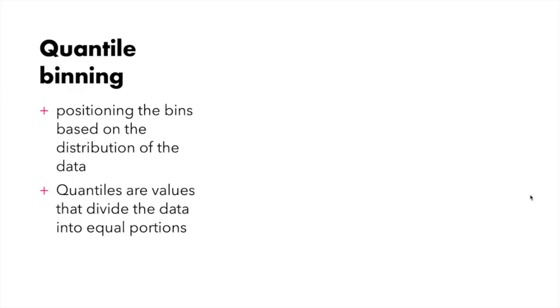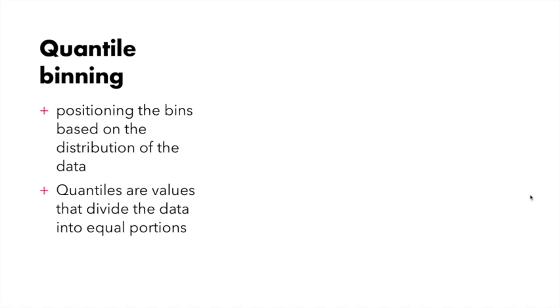We also have quantile binning. And let's see what we mean by that. Fixed width binning is easy to compute, but if there are large gaps in the counts, then there will be many empty bins with no data. This problem could easily be solved by adaptively positioning the bins based on the distribution of the data. And this can be done using the quantiles of the distributions.